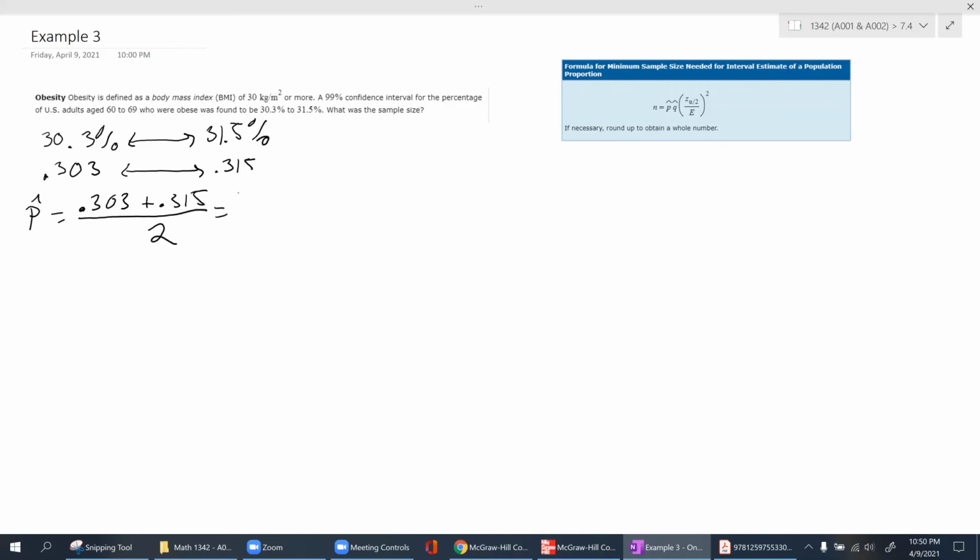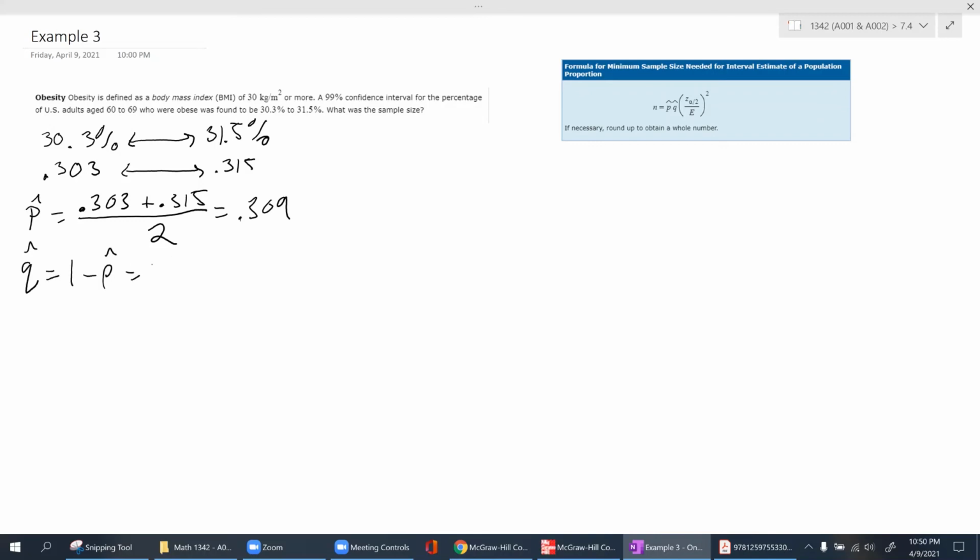And we'll go ahead and do 5 decimal places as well, intermediate, divided by 2. It gives me 0.309. And for my q value, sure, you can use the other ones, but you want to keep it simple.